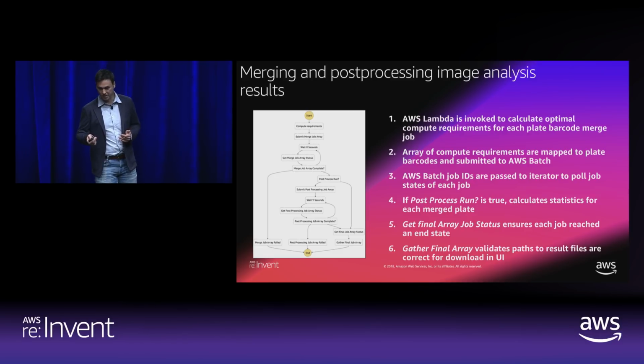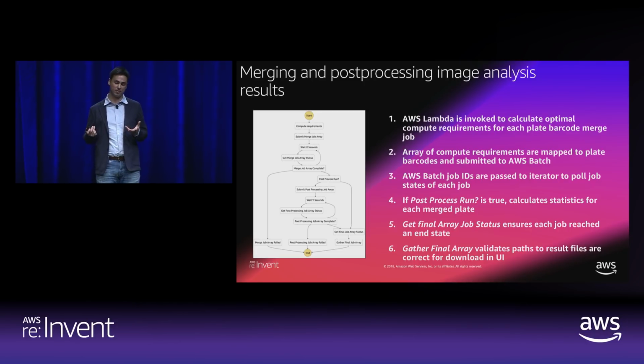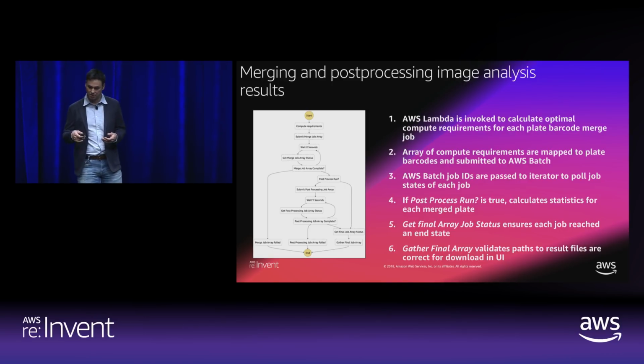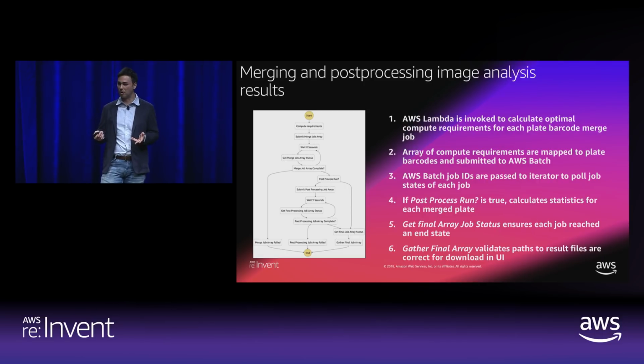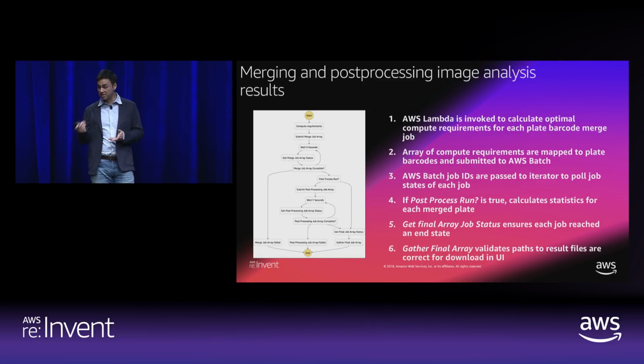So the first step is to actually calculate the optimal compute requirements for each plate barcode that needs to be merged together. So you think of it as grabbing a whole bunch of individual CSV files and then determining what the optimal memory is needed in Batch to do the work. It passes that list of memory requirements, compute requirements, to an execution block that submits the jobs to AWS Batch with the recommended compute resources.